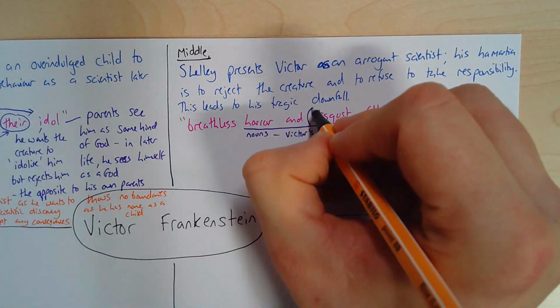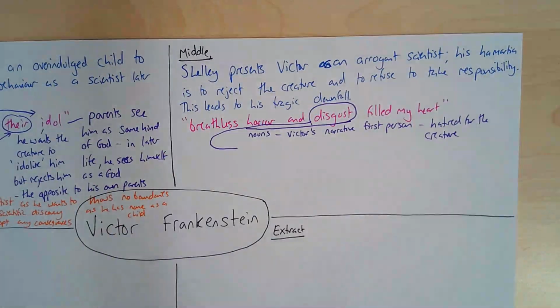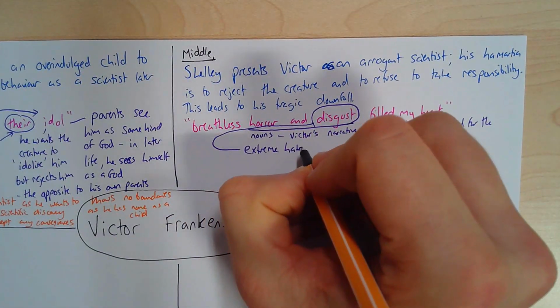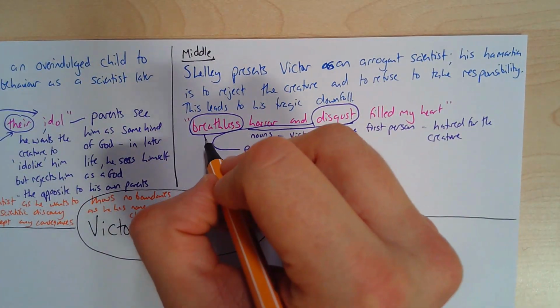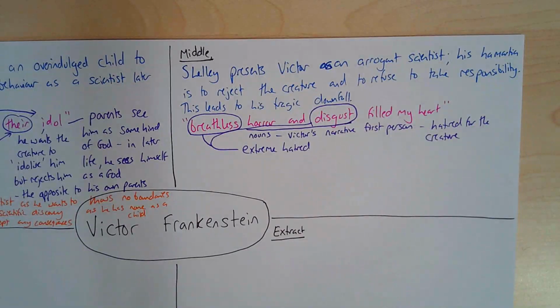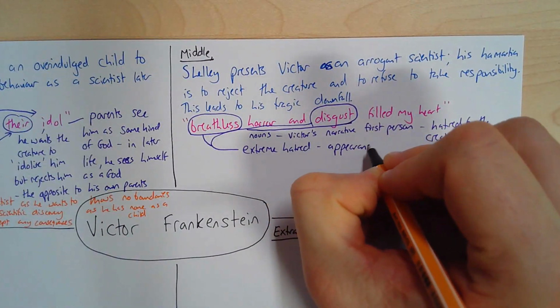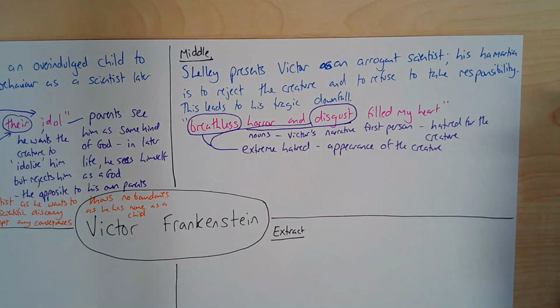And this is what you're quite good at. You're very good at picking out a word and doing connotations of that. You know, the disgust that fills that. This is extreme hatred. Victor's breath, his breathless horror. His breath is taken away by how evil and how hideous the creature is as well. And it's this idea that actually his breathless horror and disgust, extreme hatred, is all because of the appearance of the creature. It's all to do with how the creature appears.